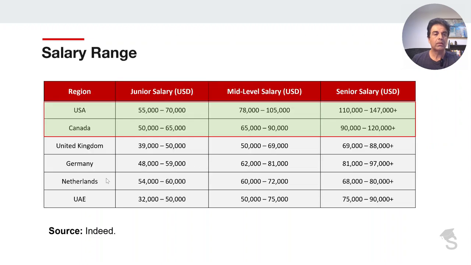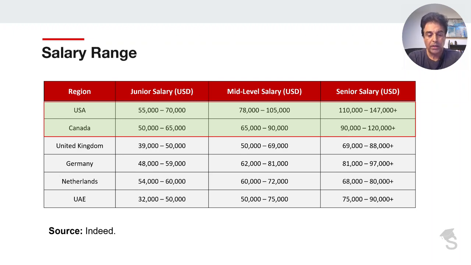And now let's look at the salary range. So as you can see, for an entry level or junior level, salary will range between 55,000 to 70,000 USD. For the mid-level role, it can be between 70,000 to 105,000 USD or a bit higher. And for the senior roles, it can be 110,000 USD or upwards. Now it can also touch 150,000 USD for the right candidate.